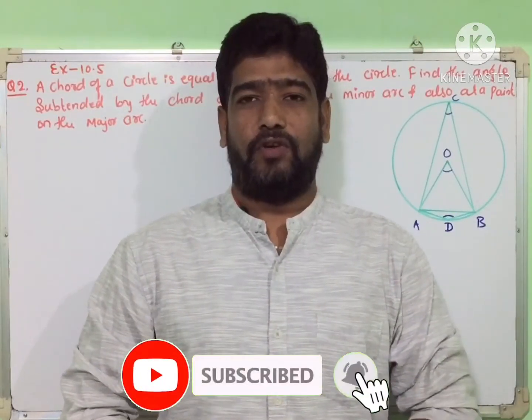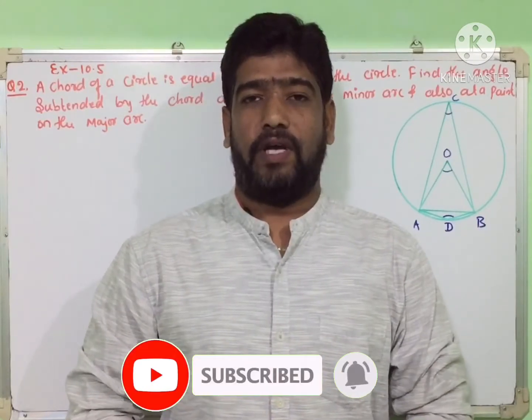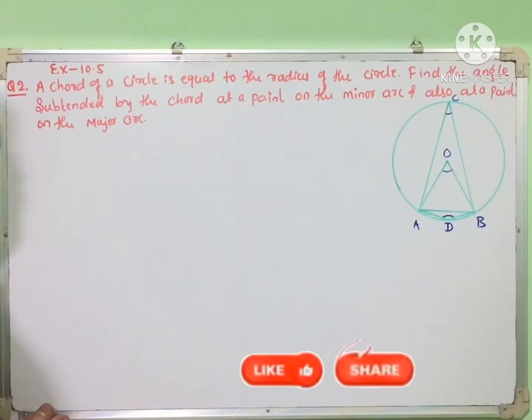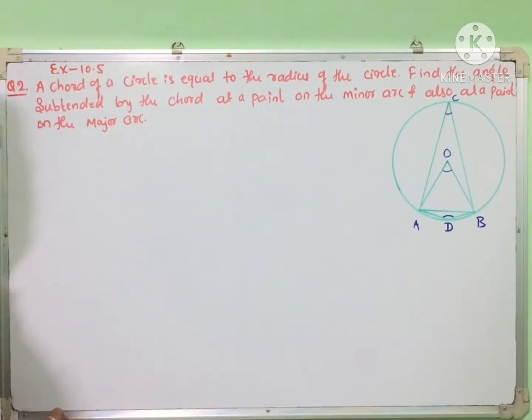In today's section, I am going to discuss exercise 10.5, the second problem. So what is that? A chord of a circle is equal to the radius of the circle. Find the angle subtended by the chord at a point on the minor arc and also at a point on a major arc.